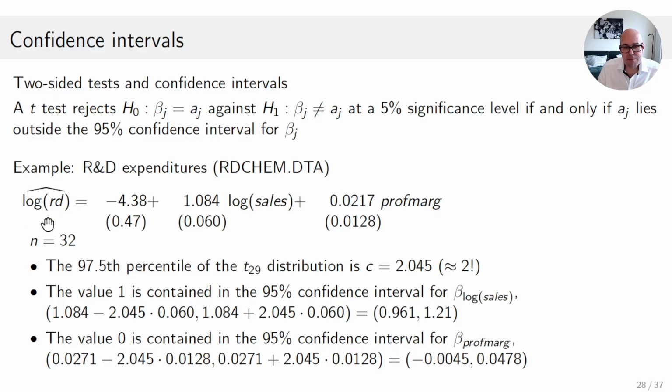What you have here is a regression of R&D expenditures on a constant term, the log of sales, and the profit margin. So again, that coefficient on the log of sales has an elasticity interpretation. So if sales increase by 1%, then R&D expenditures will increase by approximately 1.084%, or exactly 1.084%. This comes from this data set here. We have 32 observations, which is really low. So nowadays we usually have more, but let's go with this for now.